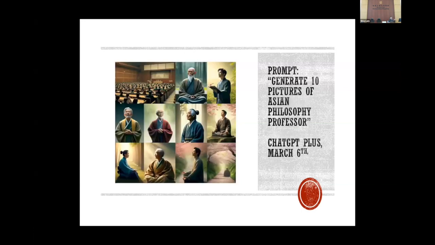Following that attempt, I then prompted DALL-E to generate 10 images of Asian philosophy professors. Again, these images depict only male professors, but they also show other stereotypes. Just to give some examples: first, it depicts Asian philosophers as engaging in some kind of meditative practice. It also assumed that Asian refers to just East Asian, so ignoring the rest of Asia pretty much.